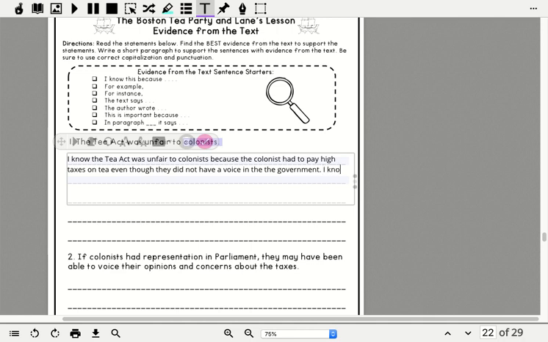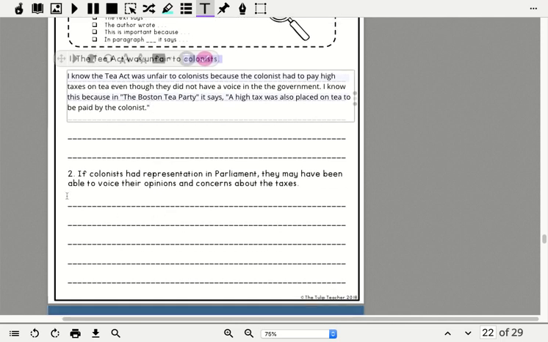Now we're going to say, I know this because. So how do we know this? Because in the Boston Tea Party, it says, now I need that quote. And when I'm quoting, I'm writing directly what it says in the Boston Tea Party. A high tax was also placed on tea to be paid by the colonists. So, nice job. We're going to go down to the second one.